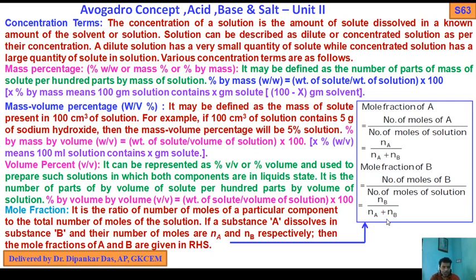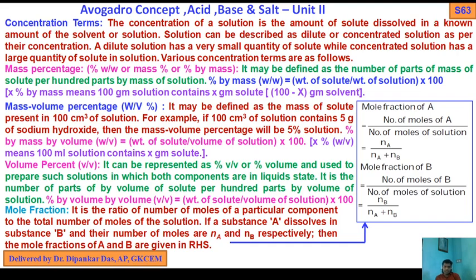Again, what is the mole fraction? It is the ratio of the number of moles of a particular component to the total number of moles of the solution. If a substance A dissolves in a substance B and their numbers of moles are Na and Nb respectively, then the mole fraction of A equals Na by Na plus Nb. Similarly, mole fraction of B is Nb by Na plus Nb.